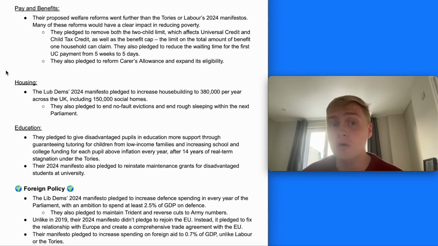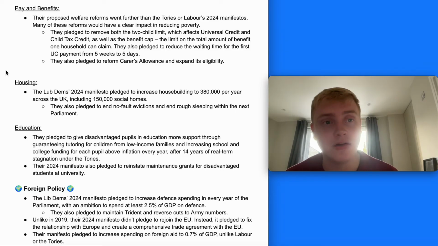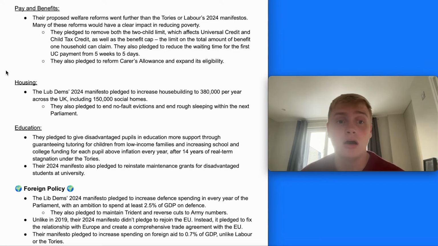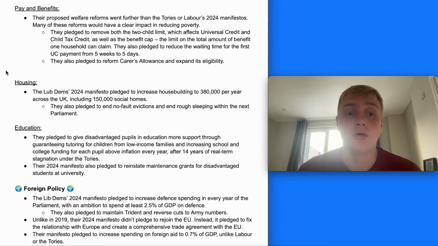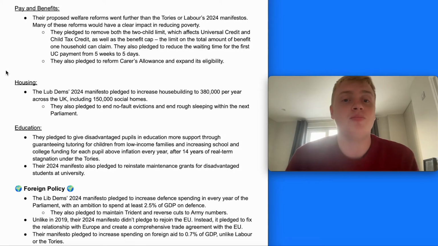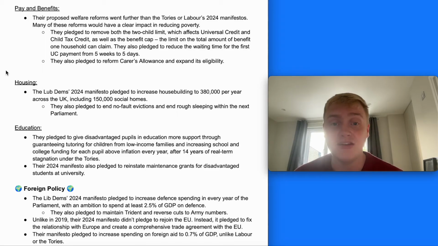Many of these reforms would have had a clear impact in reducing poverty if they'd gone into government. They pledged to remove both the two-child limit, which affects universal credit and child tax credit, as well as the benefit cap, the limit on the total amount of benefits one household can claim. And pledged to reduce the waiting times for the first universal credit payment from 5 weeks to 5 days, and that'll be a really important policy because that delay is actually a big reason why a lot of people are forced into homelessness and into debt. Also pledged to reform carers allowance and expand its eligibility.